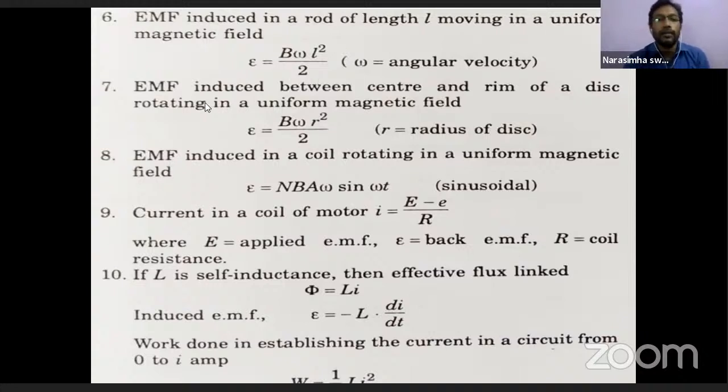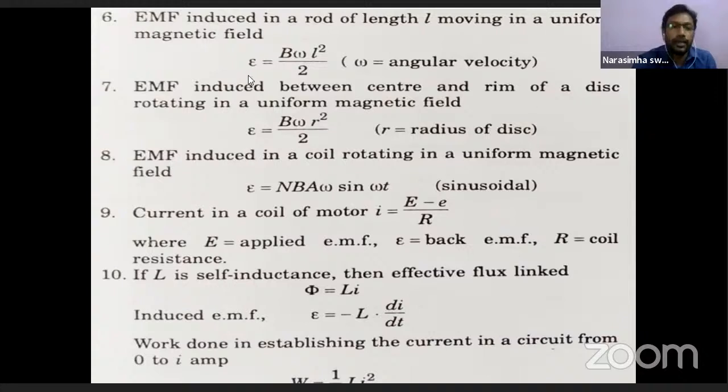Now, the EMF induced between the center and the rim of a disk rotating in a uniform magnetic field. See, all these are situations. The formulae may be limited, but when the situations come, we can change these formulas as required, so as to be relevant.